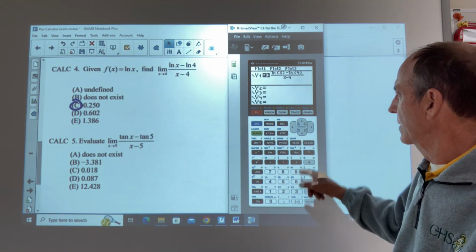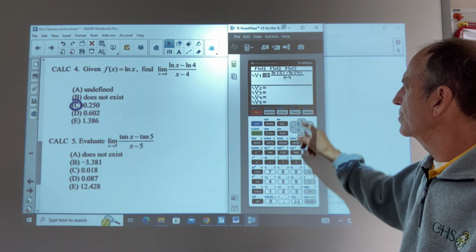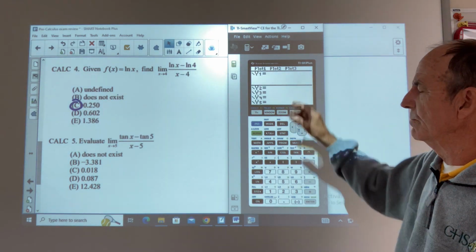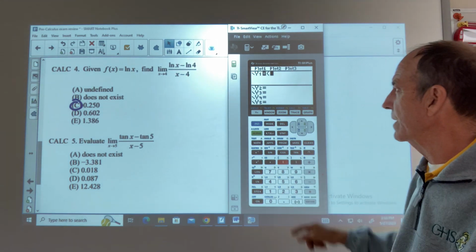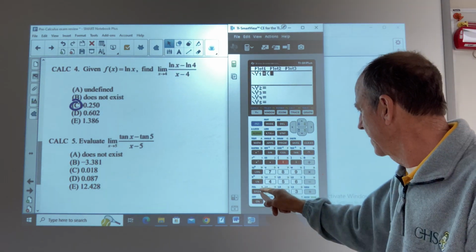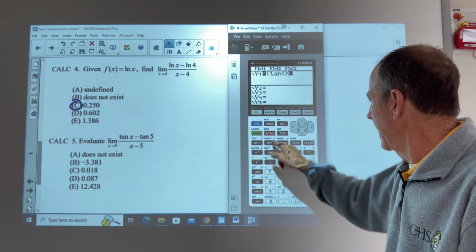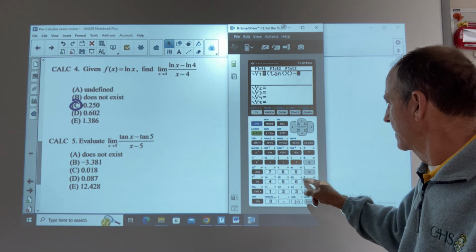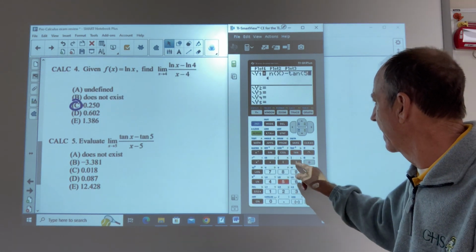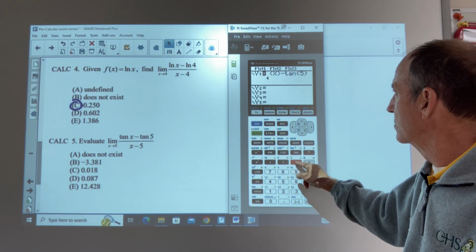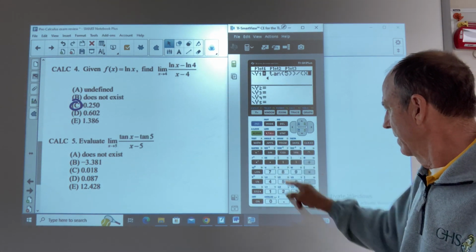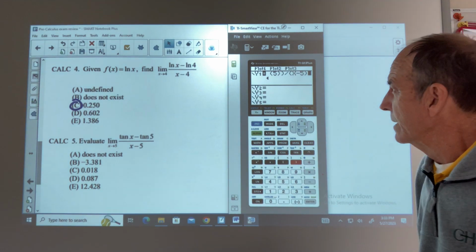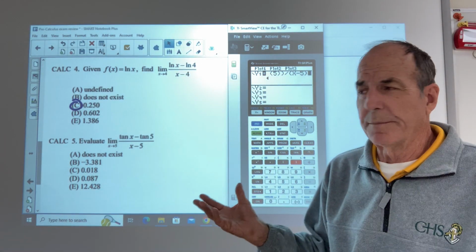Again, we'll throw this in here. We have the tangent. This one, I won't do the fraction bar. I'll just do the tangent of x minus the tangent of 5, sort of in parentheses here. So tan of x minus the tan of 5, close the numerator, divide that by x minus 5.